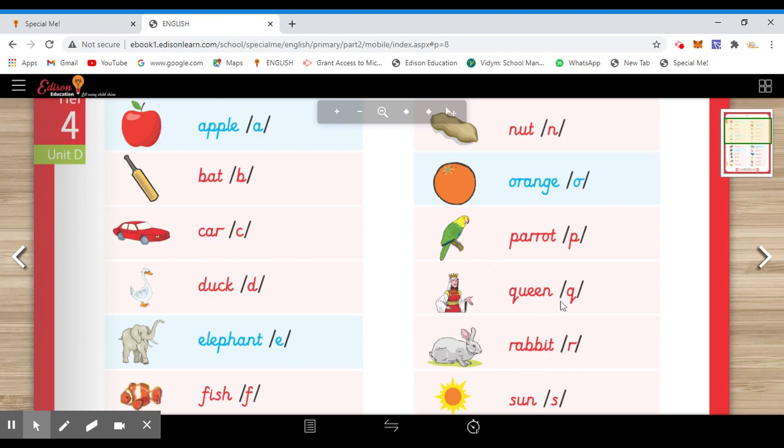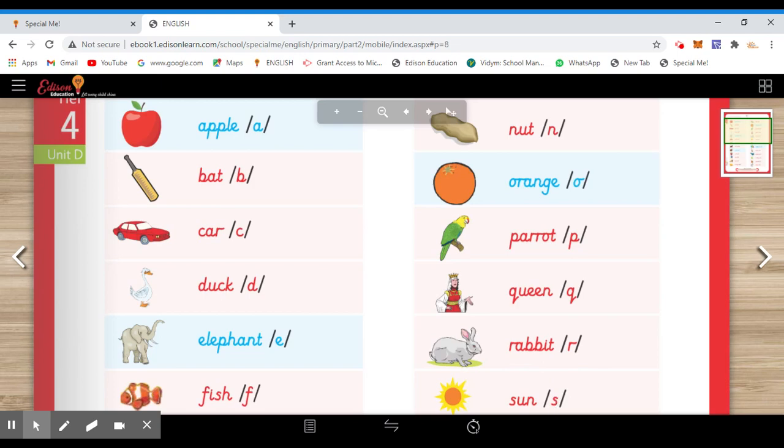Now look at the next letter. Which letter is this? This is letter Q. And Q is a phonic sound of letter Q. Q for queen. Next, this is letter R. And R is a phonic sound of letter R. R, rabbit. Next, this is letter S.